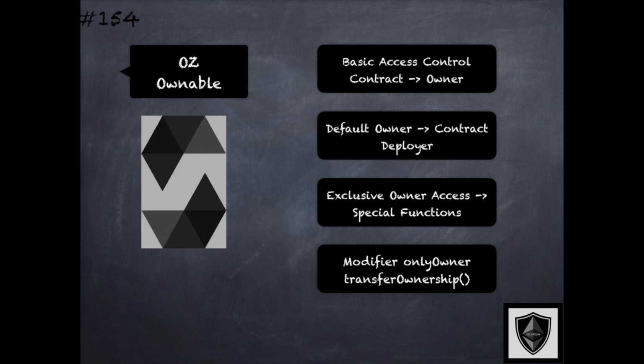So by applying this modifier to functions that need to be accessed only by the owner address, this basic access control can be implemented. This library also supports the transferring of ownership, where a new owner can be specified to be switched over from the existing owner. There's also renounceOwnership, where the ownership is set to the zero address, which essentially makes all the onlyOwner functions uncallable thereafter.